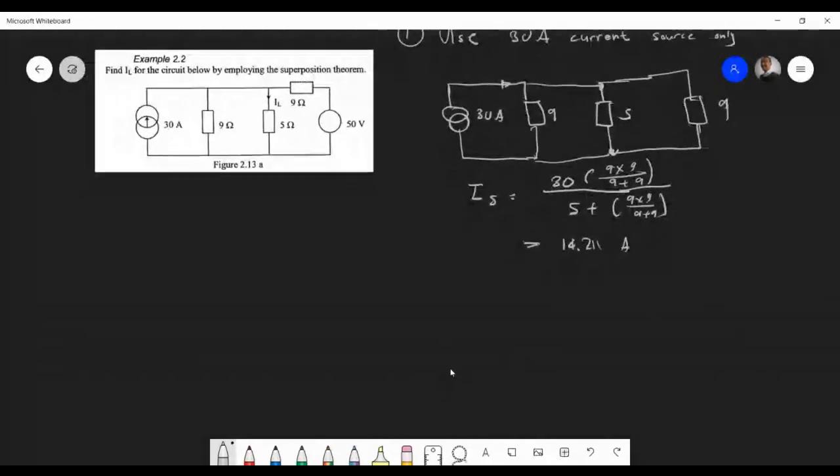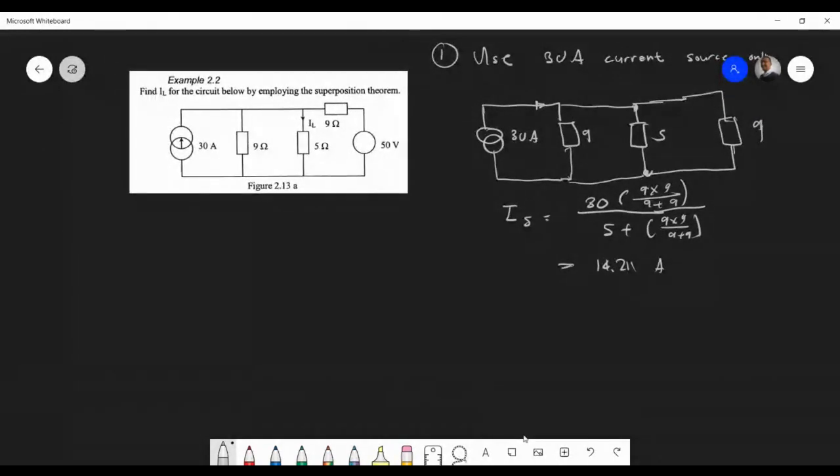So let me maybe write it over here. So number 2, use 50 volts only. Okay, right, let's see. Oh, 50 volts source, sorry. Be professional, you know.